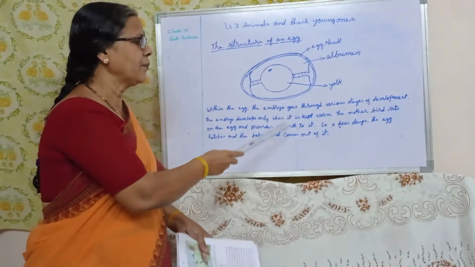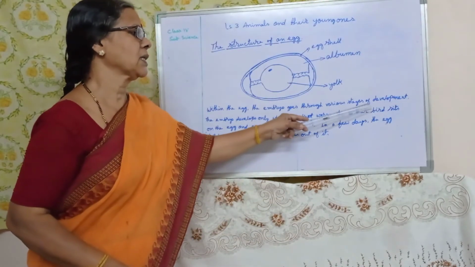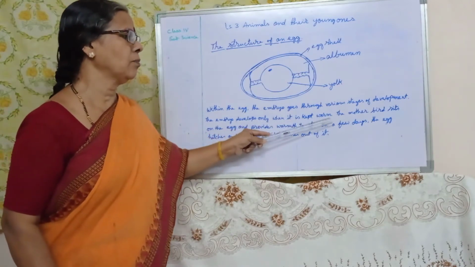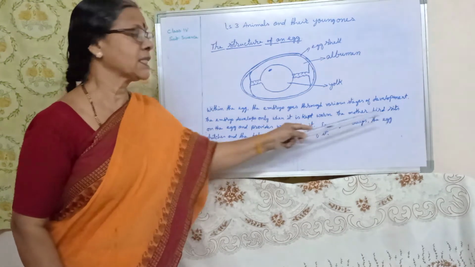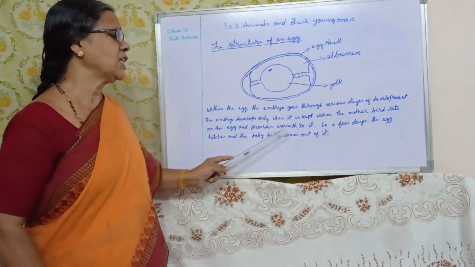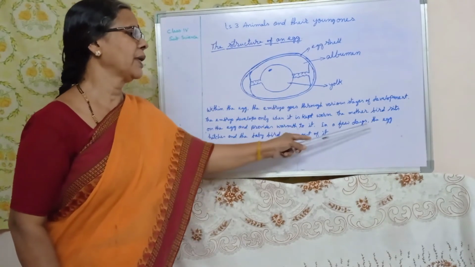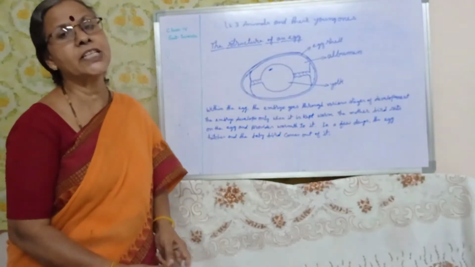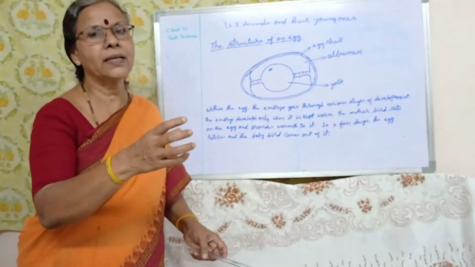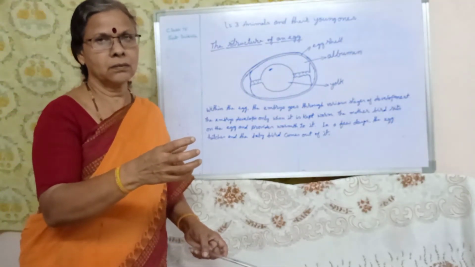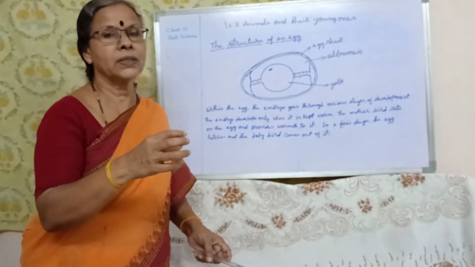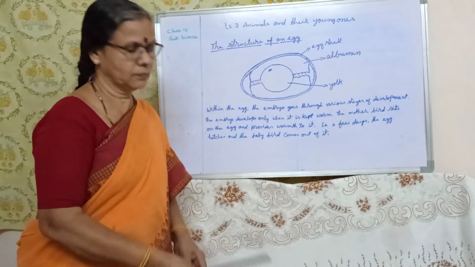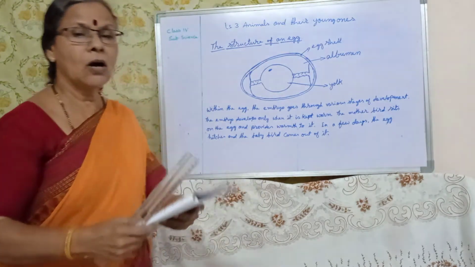Within the egg, the embryo goes through various stages of development. The embryo develops only when it is kept warm. The mother bird sits on the egg and provides warmth to it. In a few days, the egg hatches and the baby bird comes out of it. Hatching means what? It will break the egg and the baby bird comes out of it. When the baby bird comes out of it, it is called hatching. Now let us read out.